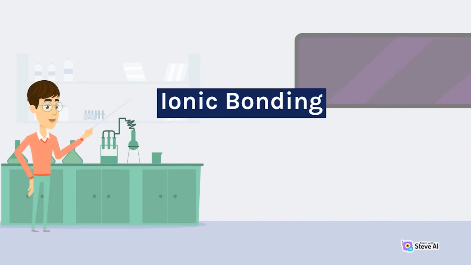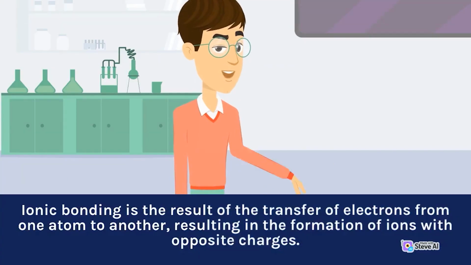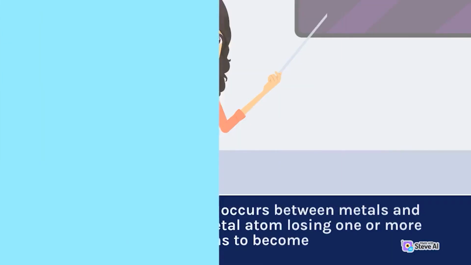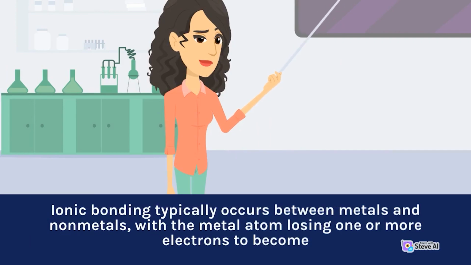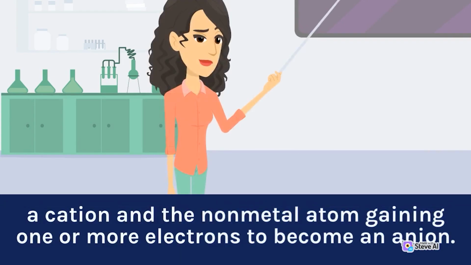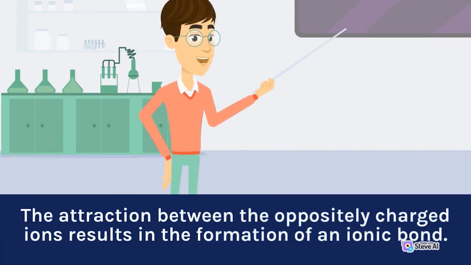Ionic bonding. Ionic bonding is the result of the transfer of electrons from one atom to another, resulting in the formation of ions with opposite charges. Ionic bonding typically occurs between metals and nonmetals, with the metal atom losing one or more electrons to become a cation and the nonmetal atom gaining one or more electrons to become an anion. The attraction between the oppositely charged ions results in the formation of an ionic bond.